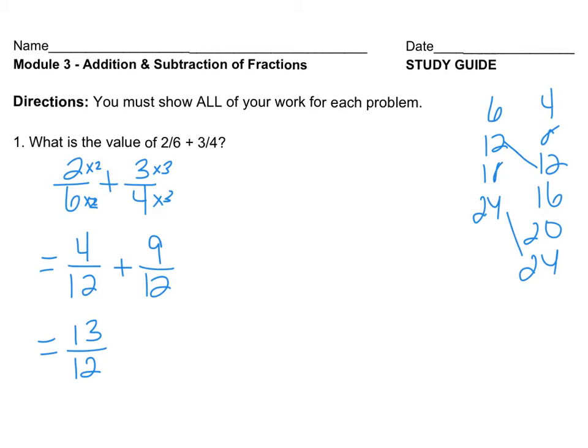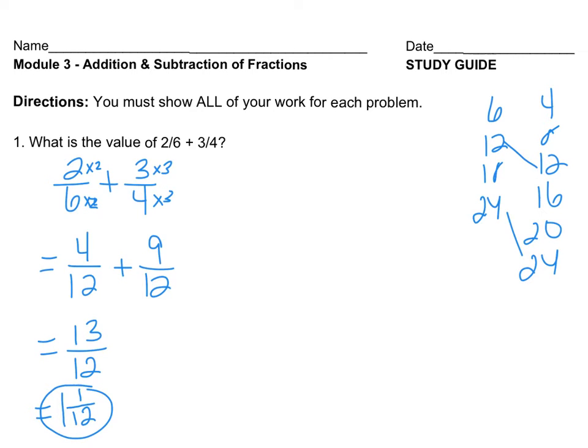Uh-oh. Can't have an improper fraction. So I need to think, how many times does 12 fit into 13? Or also known as 13 divided by 12. Well, 13 divided by 12 would be 1 whole. And then how many are left after I take away those 12 from the 13? It would be 1. And I know my denominator stays the same. So our answer would be 1 and 1/12.